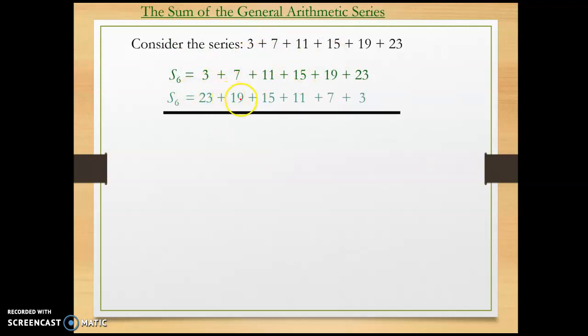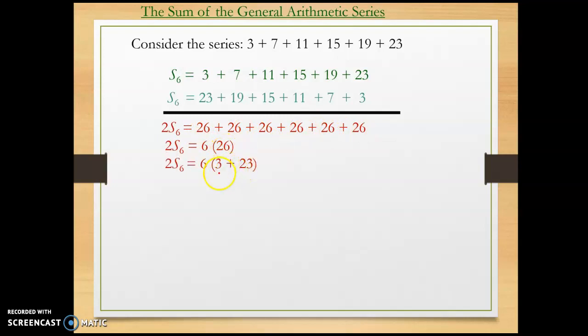So if we're going to derive the formula, for example, consider the sequence. Then we reverse the sequence, and then we sum these two: 3 plus 23, 7 plus 19, 11 plus. They will get the same sum, right? And then here we have 2 S sub 6, and how many 26s are there? So there are 6. So 6 times 26.